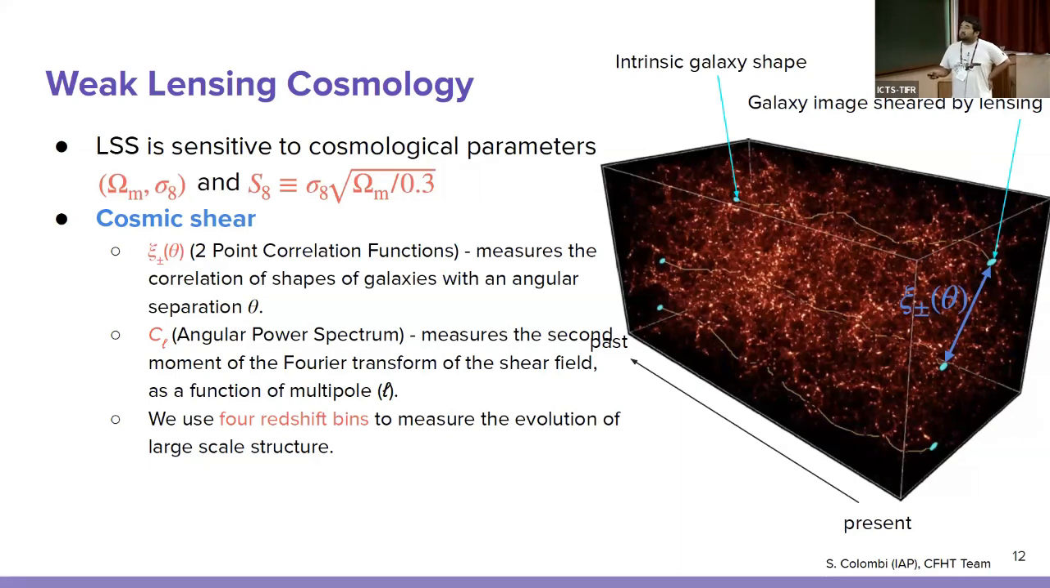For those who are not familiar, cosmic shear is the autocorrelation function of the shear of the galaxies. So this is sensitive to the dark matter power spectrum, the matter correlation function. We can do the analysis in two ways. First is a real space analysis, called xi plus minus, and then the Fourier space analysis, which is C_ell. And if we do the tomography, it gives us more information about the evolution of the large scale structure. So we use the 4 redshift bins to measure the evolution of the large scale structure.